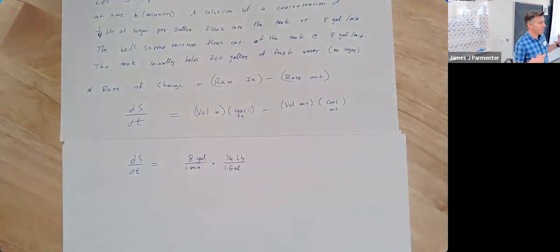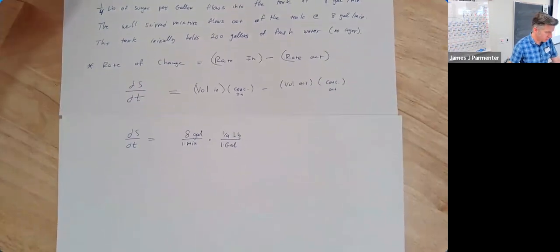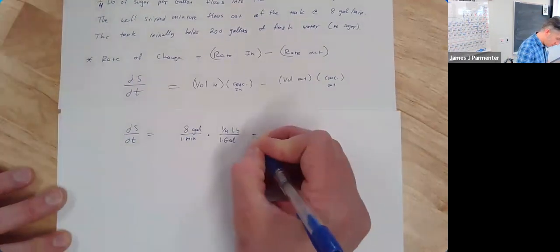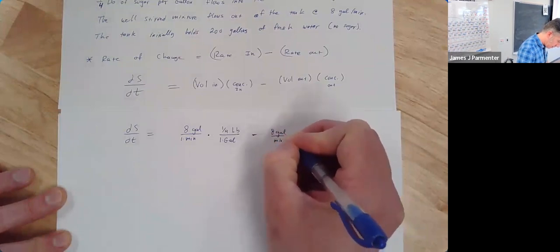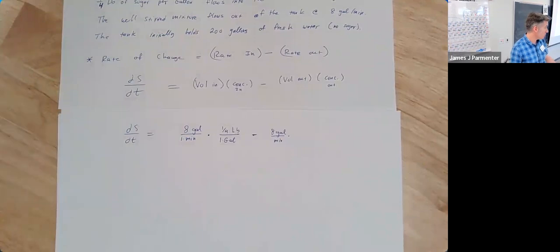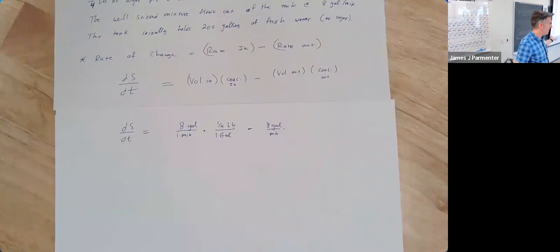The part that's coming out is always the part that's a little more challenging to think of. We know that we're pulling out 8 gallons per minute. The concentration going out is changing. At the very beginning, before I started putting in any sugar, what's the concentration of the tank? That's kind of a dumb question. How much sugar is in the tank? None. So the concentration in the tank is literally 0 pounds per gallon. But then as we start adding sugar, the concentration starts increasing.